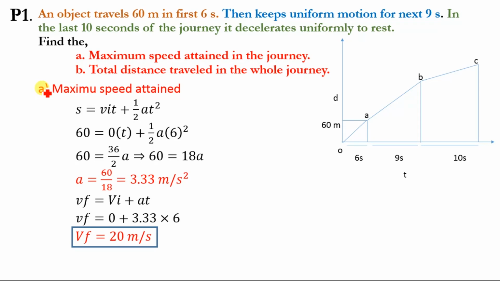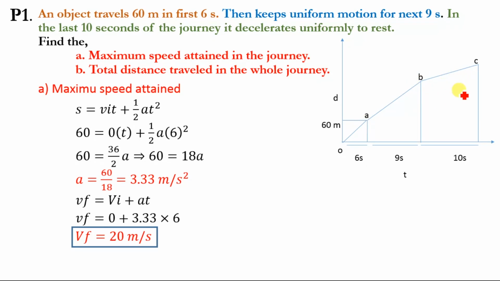First, we will determine part 1 of the problem, which is the maximum speed attained in the journey. According to the problem, the object starts traveling from origin O. In the first 6 seconds, it travels 60 meters, and in the next 9 seconds, it keeps uniform motion, which means constant velocity with no acceleration. In the last 10 seconds of this journey, it decelerates to rest from that uniform velocity.